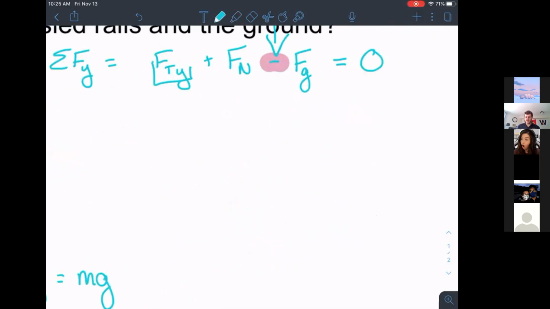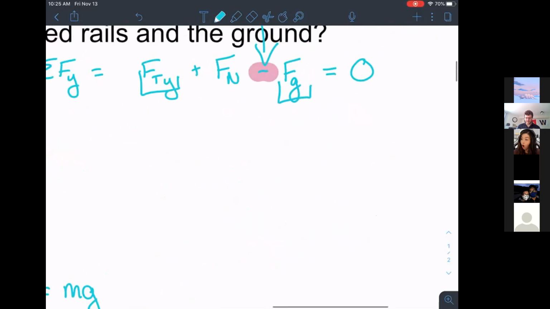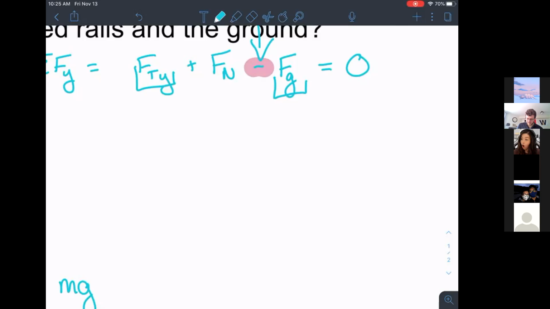All right, so now we have these two values. Can we solve for the normal force using our equation? Yeah. All right, so what are we going to do first? Replace FTY with the value that we got before, and then subtract it by F of gravity. All right, what's next? Then we solve for that and pass it to the other side.